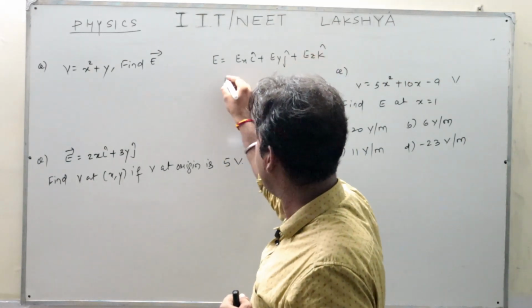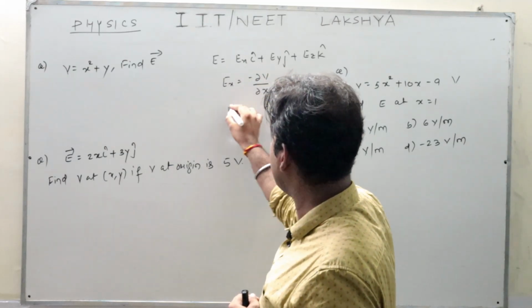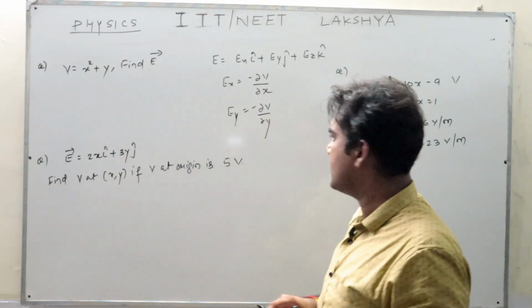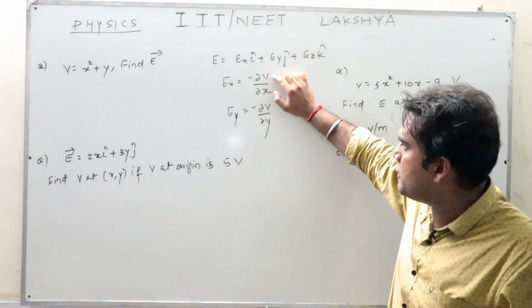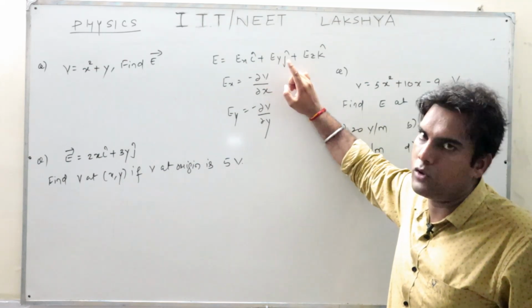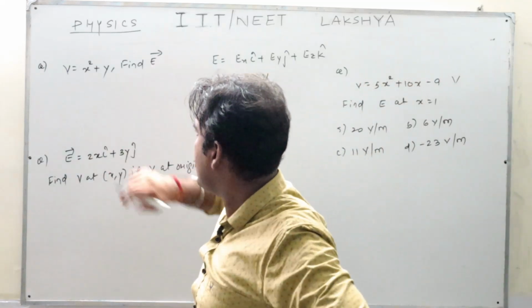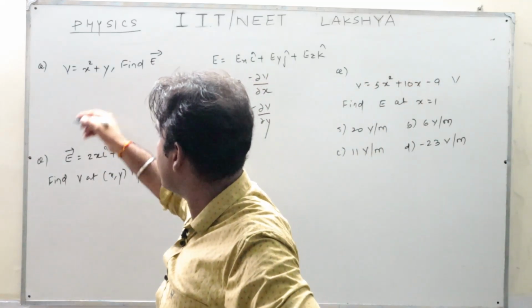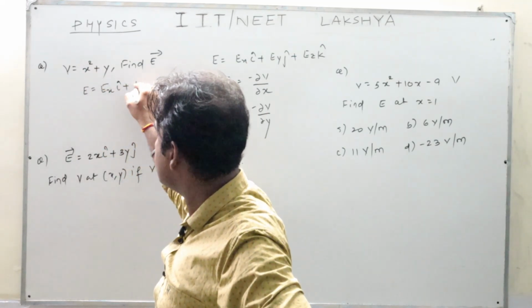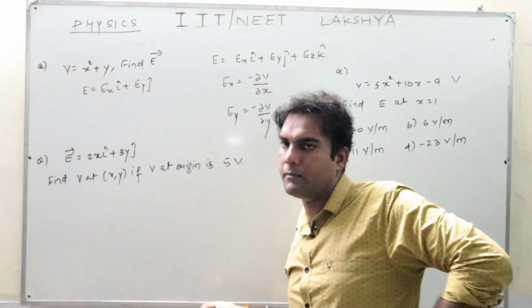And I told you what was Ex. Ex was basically minus del V by del x, and Ey was minus del V by del y. What is the meaning of this? Del V by del x means derivative of V with respect to x, keeping other things constant. Y and Z should be considered as constant. So here we need to find E. So let me say that E is equal to Ex i cap plus Ey j cap, because there is no z, so I am not writing the third component.